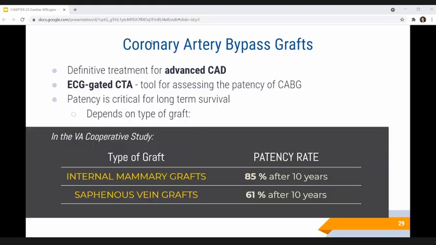Next, we move on to coronary artery bypass graft. It has remained the definitive treatment for advanced CAD. ECG-gated CTA is an excellent tool for assessing the patency, which is critical for long-term survival. In a study, internal mammary grafts have greater patency rate of 85% after 10 years compared to 61% of the saphenous vein grafts.